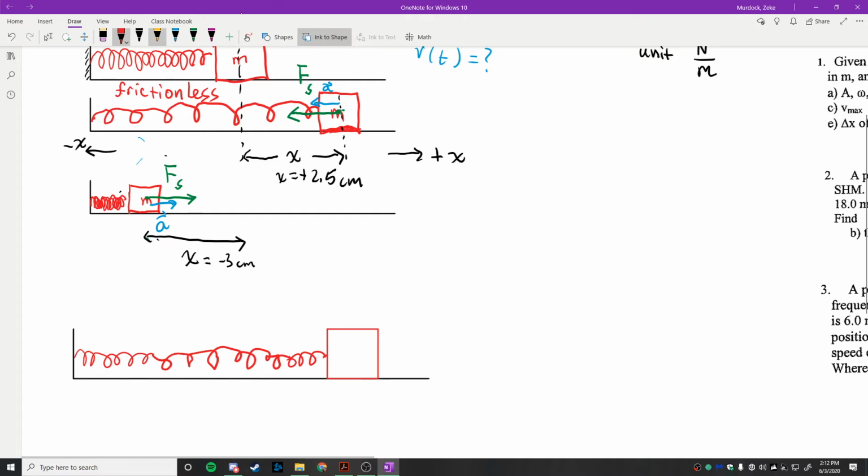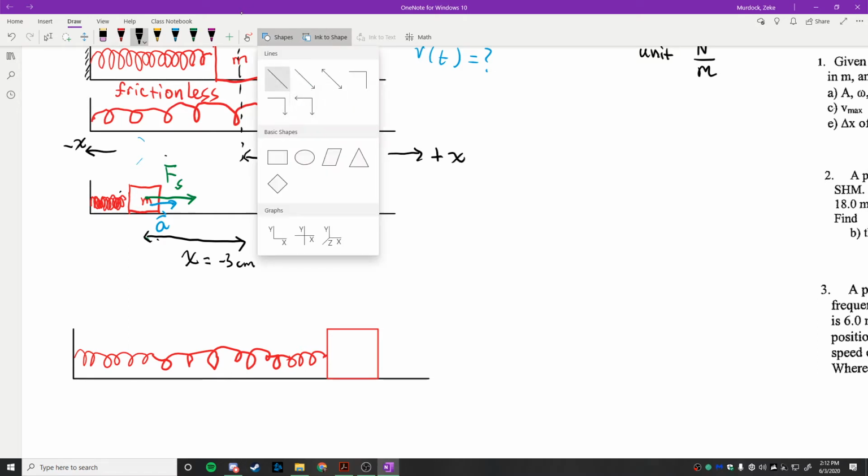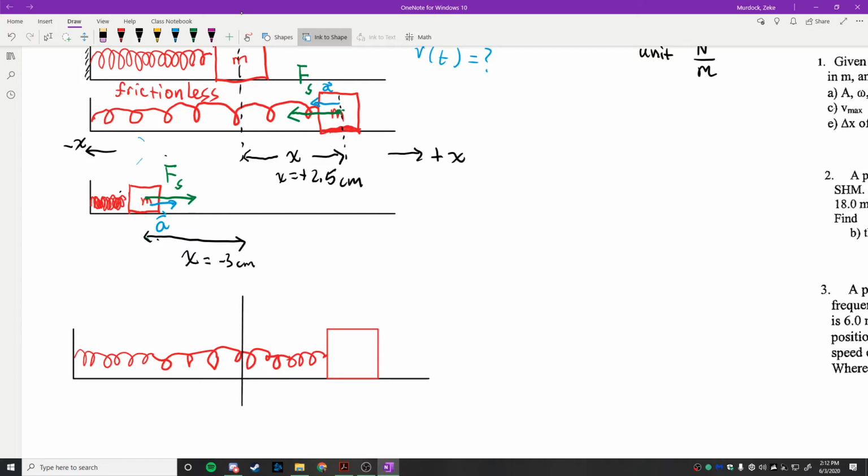Okay. And let's say that this position right here we define as x equal to 0. Okay, so this is going to be x equal to 0. And let's say this is what we do. We bring the object out to a position that we call x equal to a. That's our starting position, x equal to a.